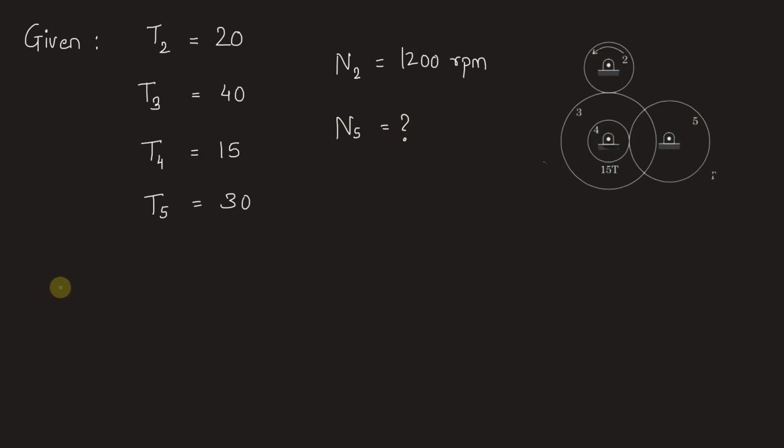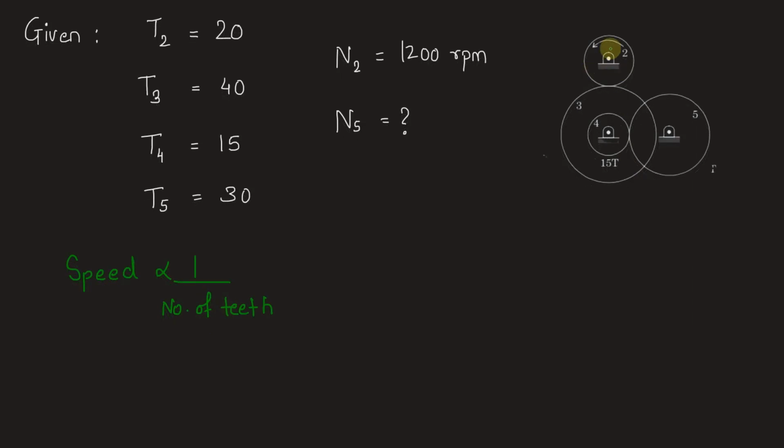Now we know that speed is inversely proportional to number of teeth. Speed of a gear is inversely proportional to the number of teeth on it. For gear 2, its speed will be inversely proportional to its number of teeth. And similarly, for gear 3 also, N3 will be inversely proportional to T3. Now we can take the ratio of these two as gear 2 and 3 are engaged together. So we can write N2 upon N3 is equal to T3 upon T2.